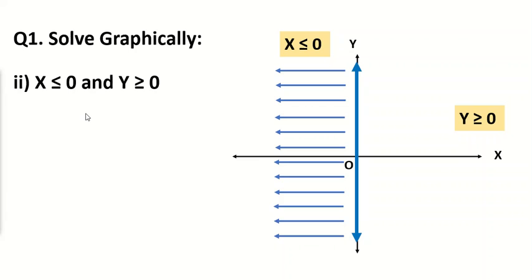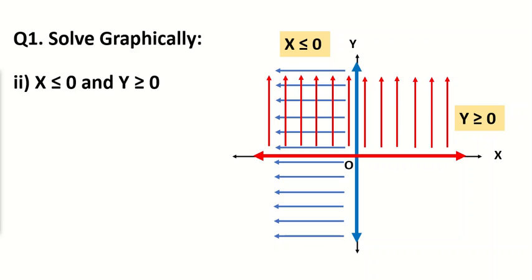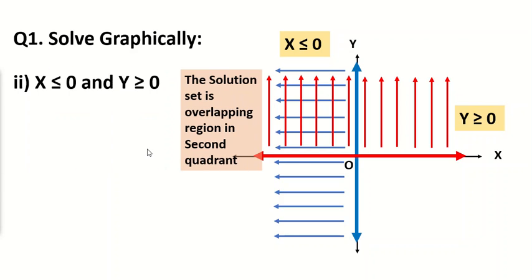Then I draw the line y equal to 0. The line y equal to 0 overlaps on the x-axis. Its corresponding region will be the points above the x-axis. Now if I observe, the two regions we have drawn overlap in the second quadrant. It is the intersection of blue lines and red lines. So the second quadrant will be the solution for x less than 0 and y greater than 0. The solution is the overlapping region in the second quadrant.